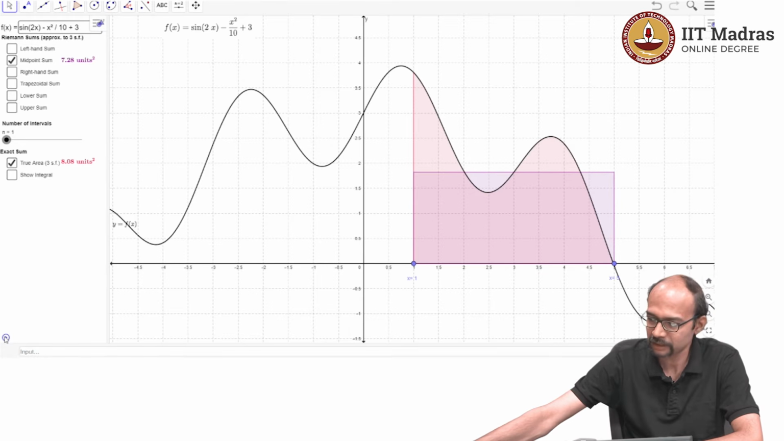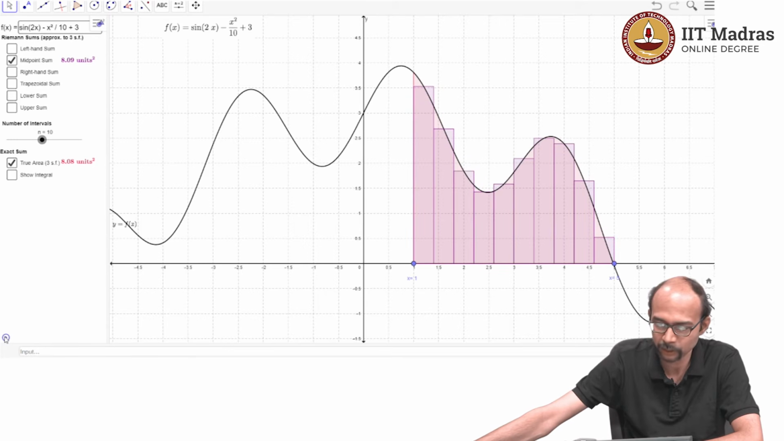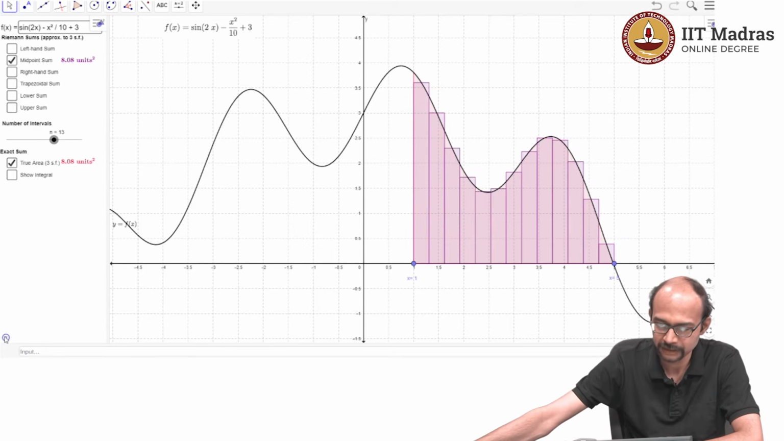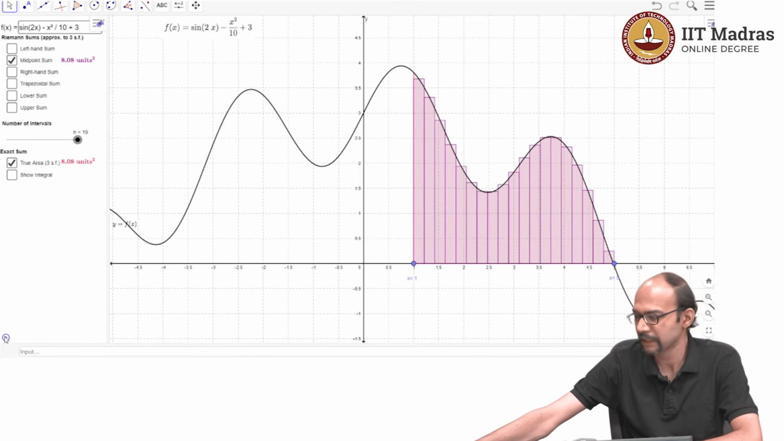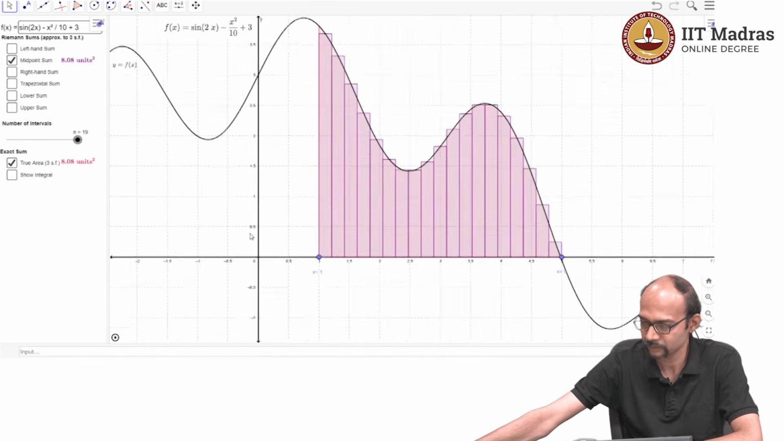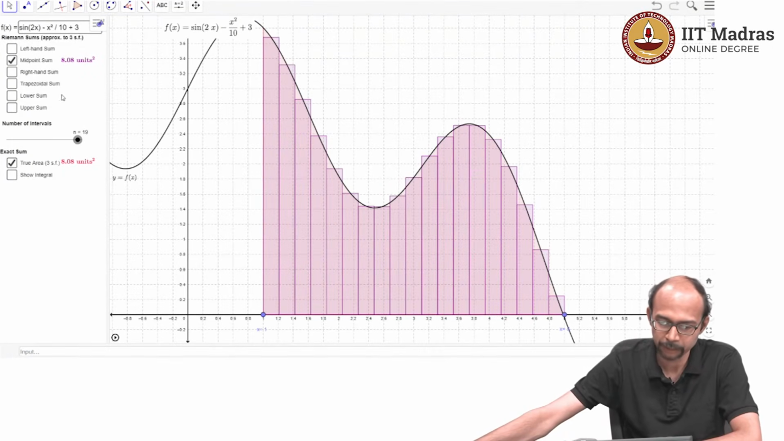So if you do that, let's play what happens. Right at the start it's fairly close, so it's 7.28 square units, and you can see slowly it's better and better approximating. So it's now 8.09 square units. 8.08 square units, which is precisely where we are. And you can see it's a really good approximation if you look at the picture. Okay, so that's the midpoint sum.